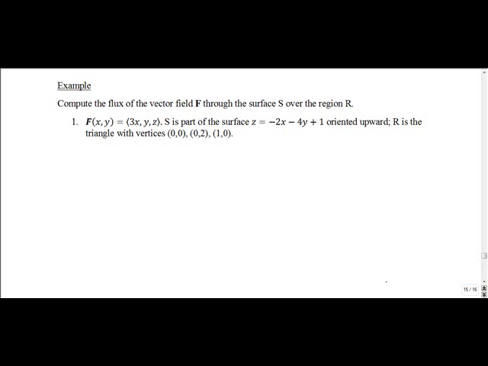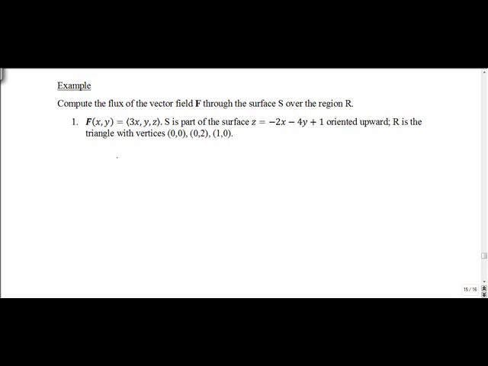Now this triangle, we're going to draw it a little later, but it will enable us to know the limits for our integral. Okay, it's a triangle, so we have to determine whether we want it to be vertically simple or horizontally simple. But let's work out the integrand first.